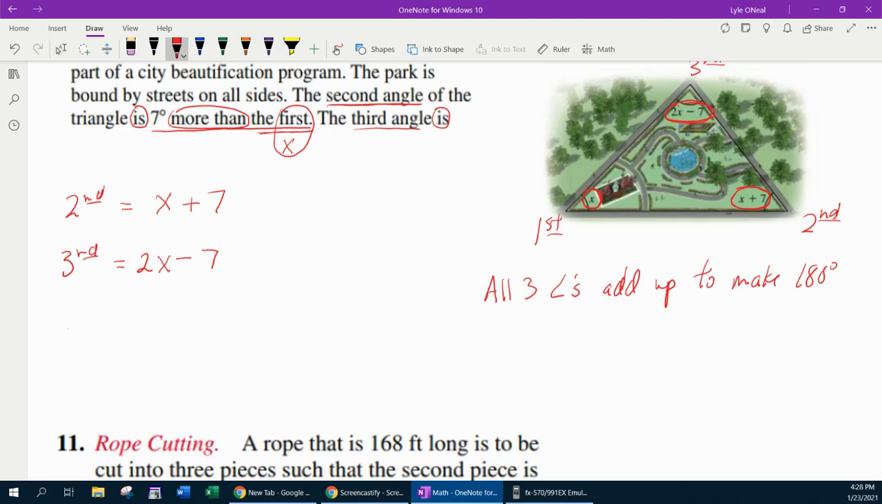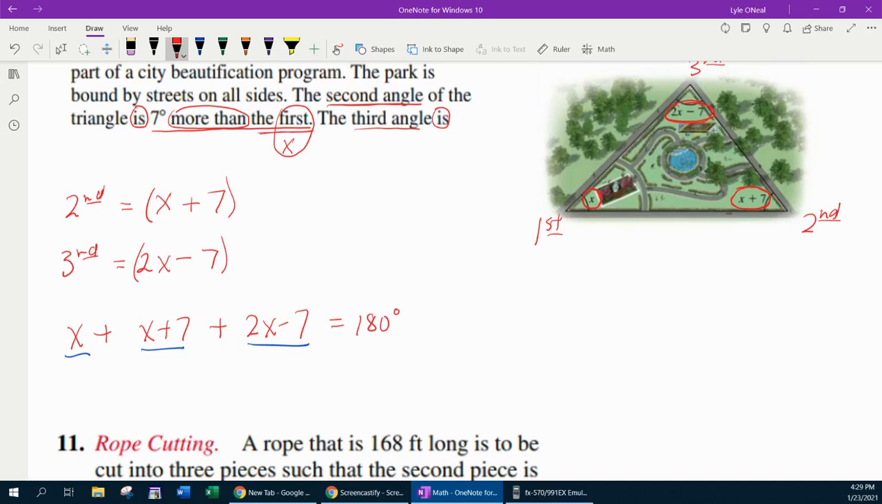The first angle is x. The second angle is x plus 7. And the third angle is 2x minus 7. So do you see? Look, I'll do it in blue. If I add all three angles, what should it equal? It should equal 180. And now I have an equation that I can solve for x.